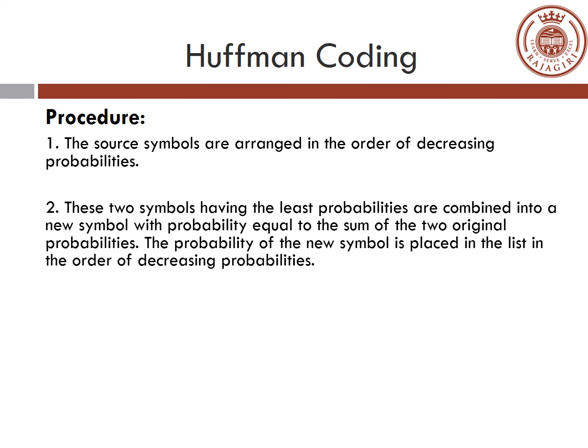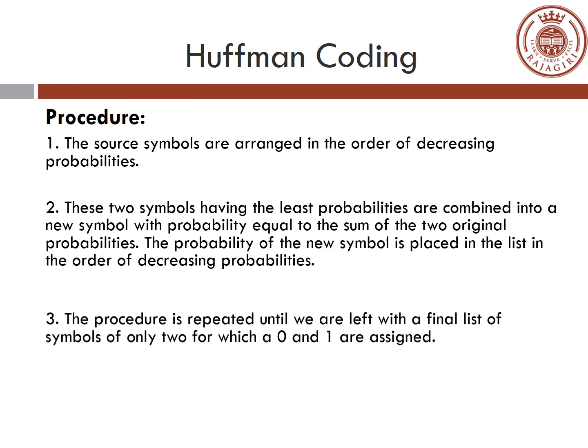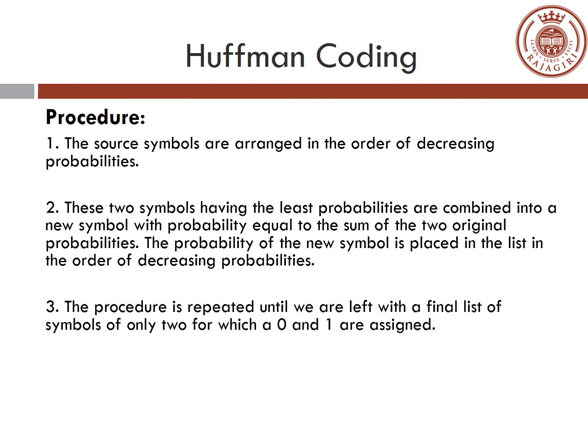to form a new symbol. The probability of the new symbol is equal to the sum of the two original probabilities, and the new symbol is now placed in the table such that it is arranged in the order of decreasing probability. Now the procedure is repeated until we are left with just two symbols, and if there are only two symbols at the last, we assign 0 to the first symbol and 1 to the second symbol.